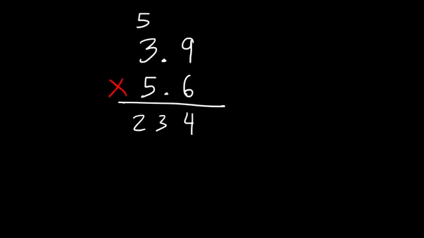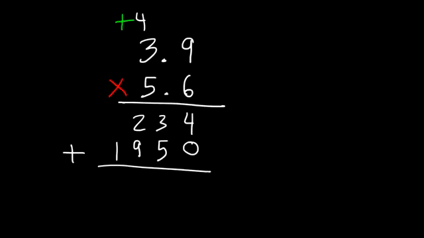Now let's move on to the 5. Let's multiply 5 and 9. 5 times 9 is 45. So we need to write the 5. But we need to add a 0 first. And then we'll write the 5, carry over the 4. Next, let's multiply 5 times 3. 5 times 3 is 15 plus 4. That's 19.